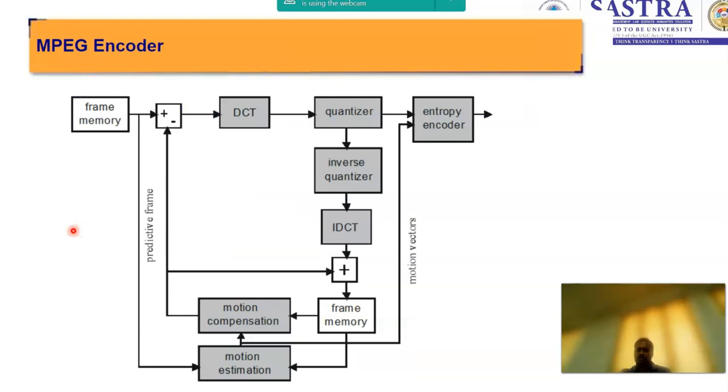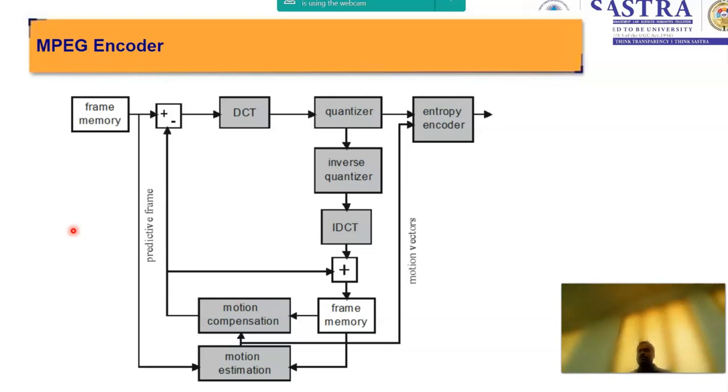So this is the MPEG encoder actually. So frame memory is there. The input is applied to the discrete cosine transform. After that, we are giving it to the quantizer. The quantizer will split out images and it will identify the entropy level.